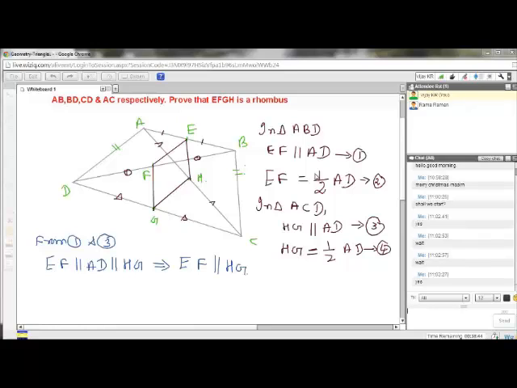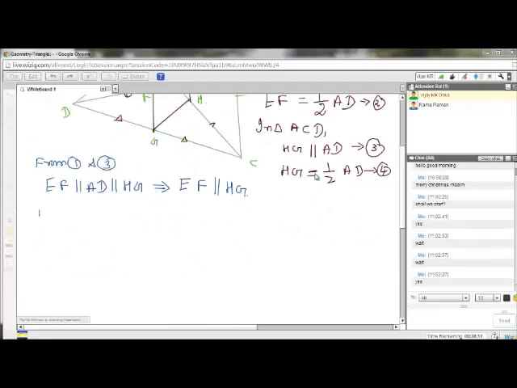Then, now let us compare the second condition with the fourth condition. In the second condition, we have EF equals half of AD. In the fourth condition, HG equals half of AD. That means EF and HG are equal. So, from 2 and 4, we have EF equals HG equals half AD.